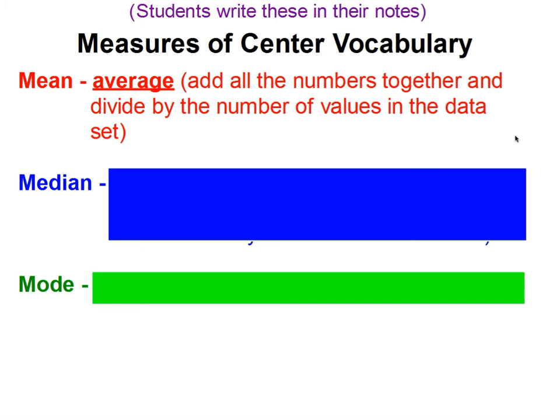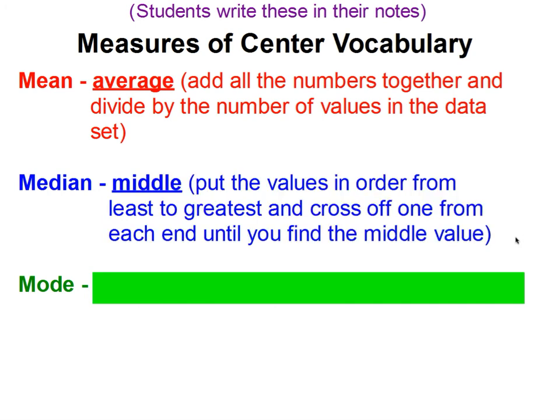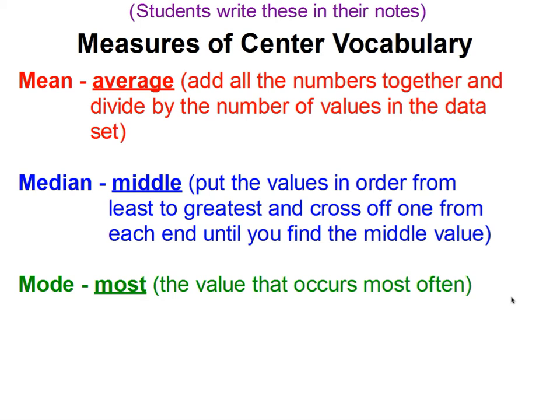Median is another measure of center. To find the median, it is simply the middle. We put the values in order from least to greatest and cross off one from each end until we find the middle value. The last measure of center is mode. Mode is the value that occurs the most, the data that occurs most in the data set. Please pause the video and write these three vocabulary terms down.